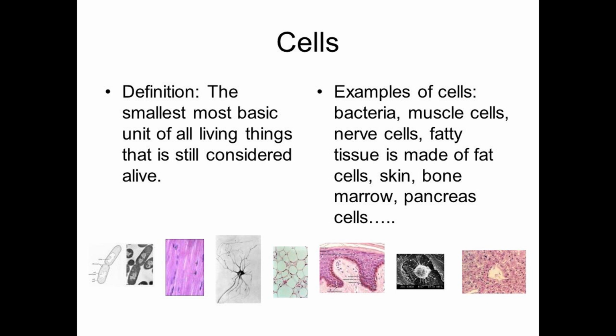So in today's lesson, the first thing we want to do is to define cells. The definition of cells: the smallest, most basic unit of all living things that is still considered alive. So in order for something to be alive, it has to have cells. Examples of cells: bacteria, muscle cells, nerve cells. Fatty tissue is made of fat cells, skin, bone marrow, pancreas, and cells. So remember, the definition of cells: the smallest, most basic unit of all living things that is still considered alive.